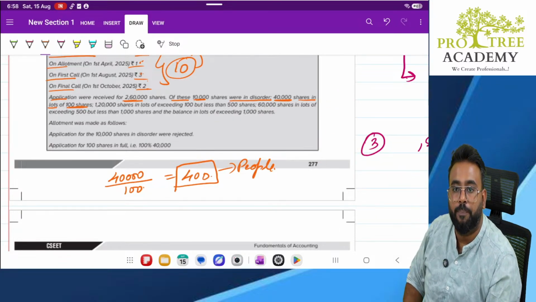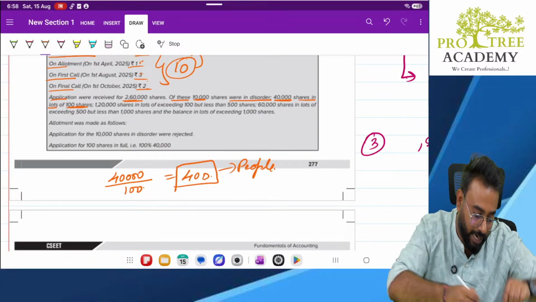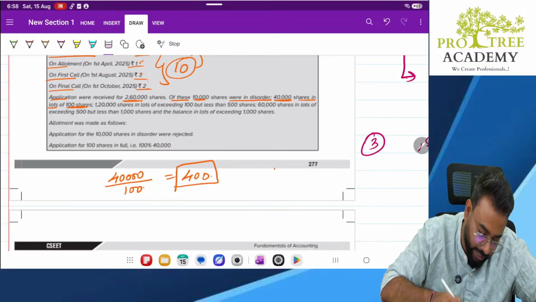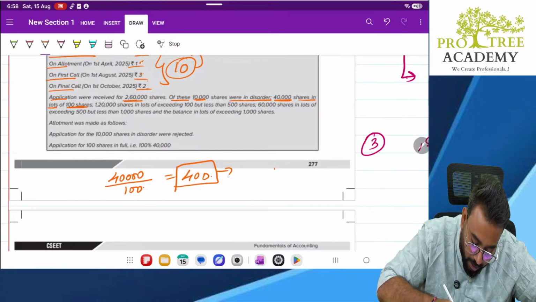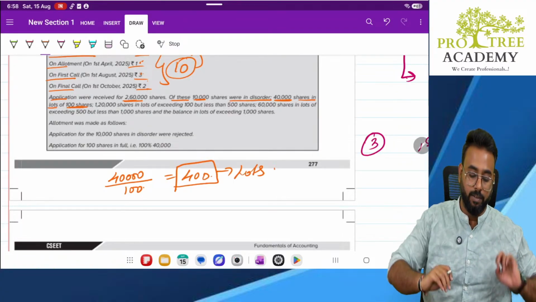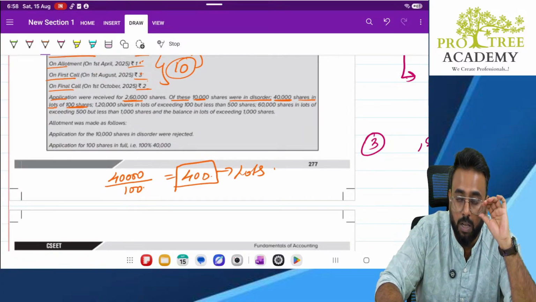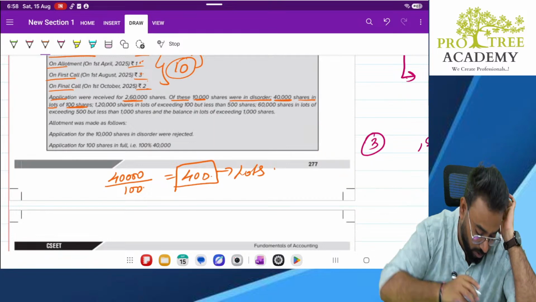Sir, how fewer, sir? One person can apply for 2 lots. Correct or no? So rather than taking it as people, let's write it as 400 lots. Clear? One person can apply for 2 lots, one person can apply for 4 lots, some people can apply for only 1 lot. So total applied is 400 lots.